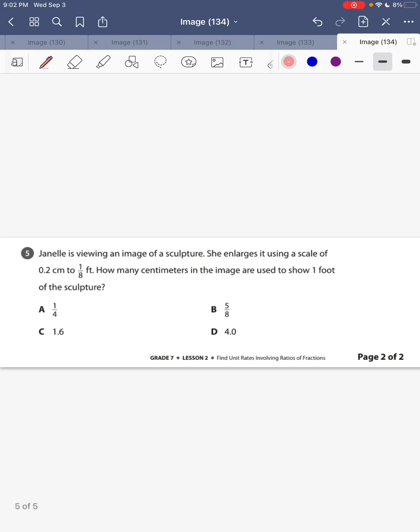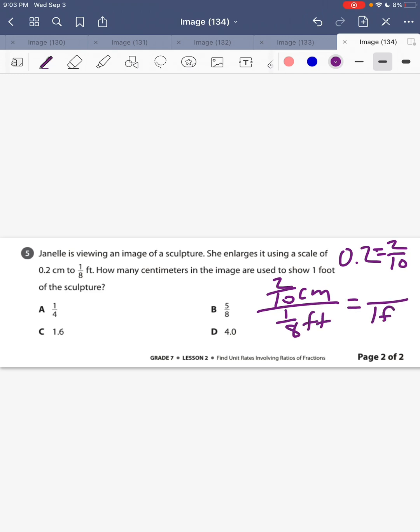Last one. Janelle is viewing an image of a sculpture. She enlarges it to the scale of 0.2 to 1/8. How many centimeters in the image are used to show 1 foot of the sculpture? So, first of all, 0.2, that's 0 2/10. That's equal to 2/10. Okay? So, every time, just start putting it into a proportion. 2/10 centimeters to 1/8 foot. Okay? We want to see how much is in 1 foot. Okay? How are we getting from 1/8 to 1?